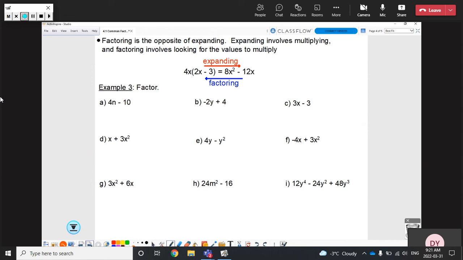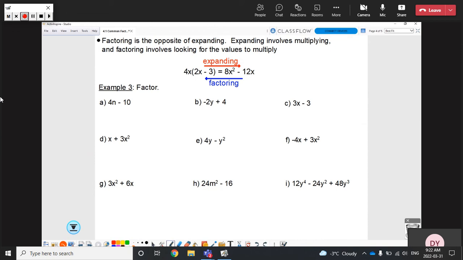So if you look at this first example here, we have 4x multiplied by 2x minus 3. What we can do flawlessly in here is take the 4x, multiply it by the 2x to get 8x squared, and then multiply it by the minus 3 to get negative 12x. Yes? We're so good at that. And when we go this direction here, we are expanding.